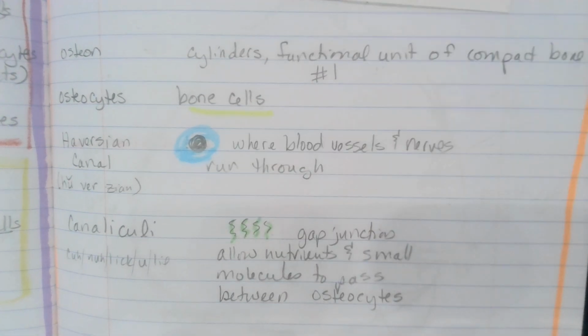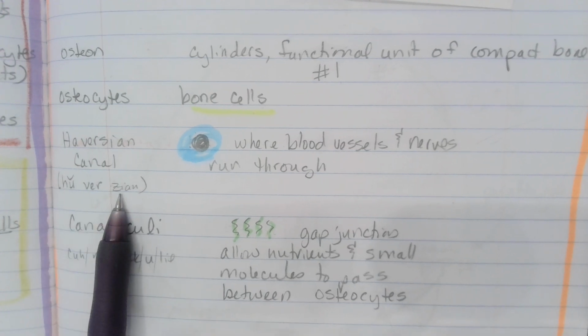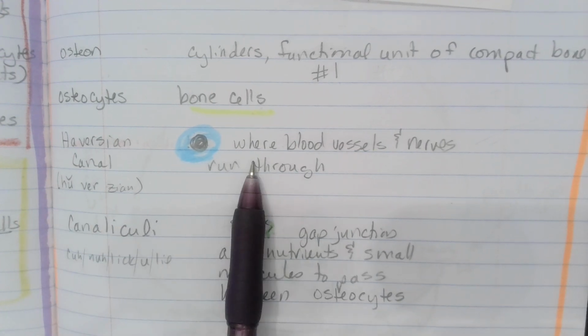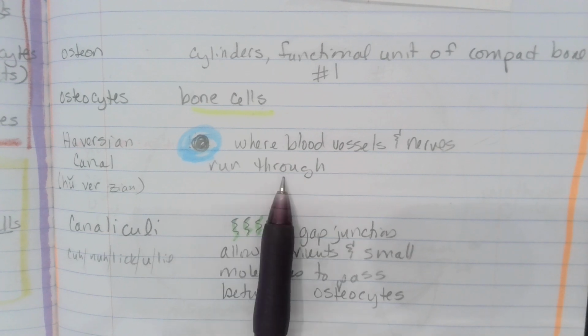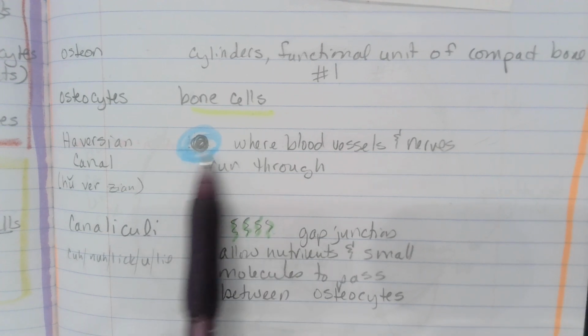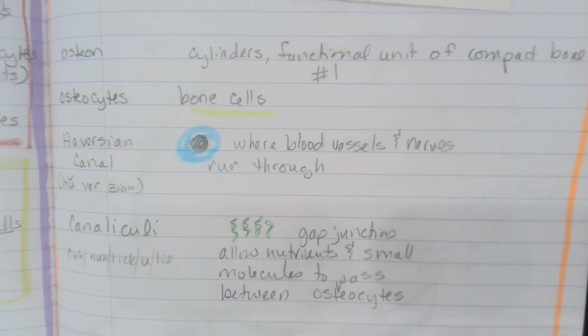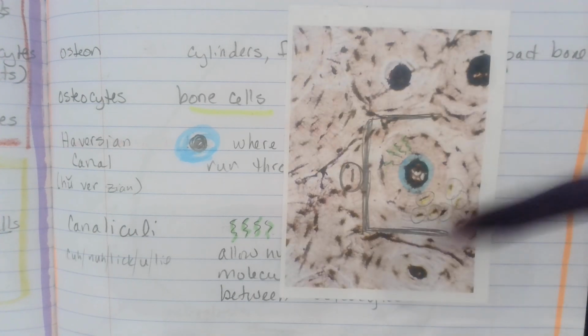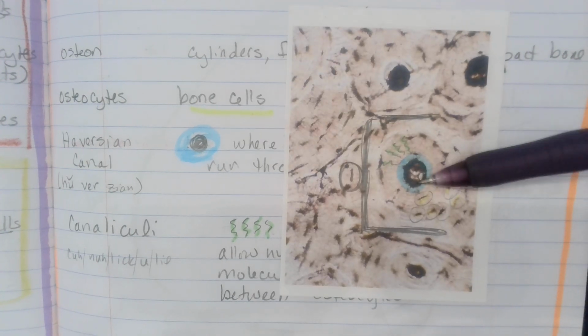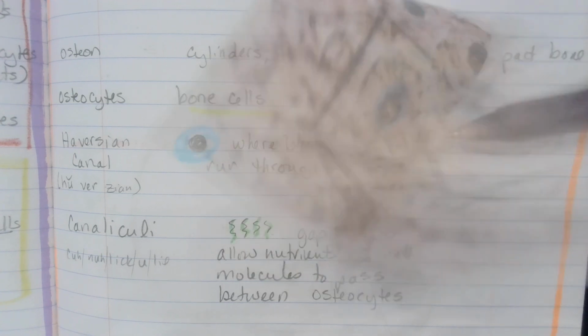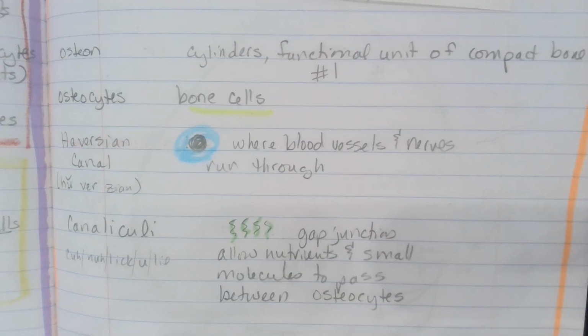Next, in blue, is the Haversian canal. The Haversian canal is where blood vessels and nerves run through. So I've highlighted it blue, and the space in between represents the Haversian canal. So here's our Haversian canal, the space where blood vessels and nerves run through.